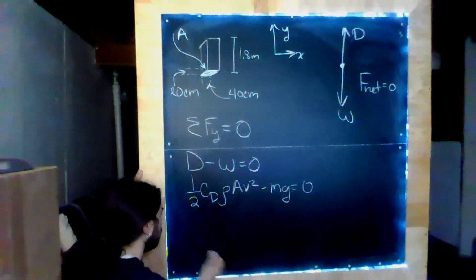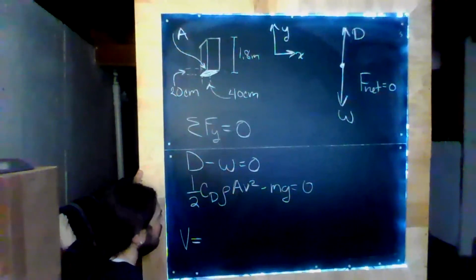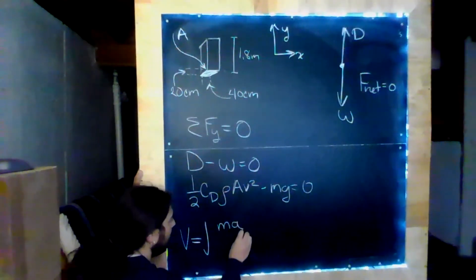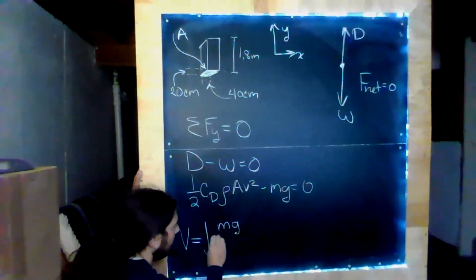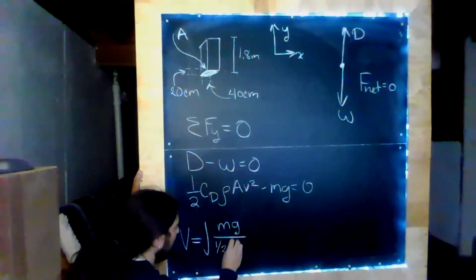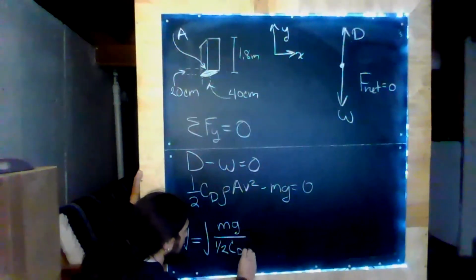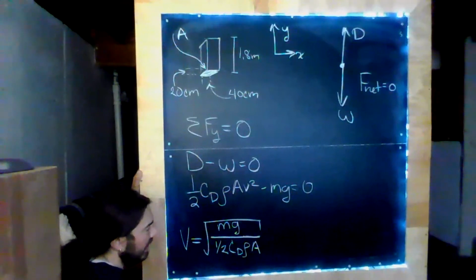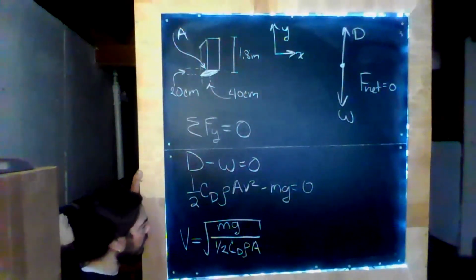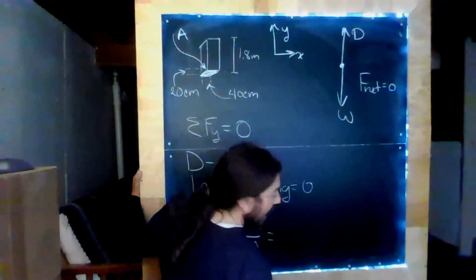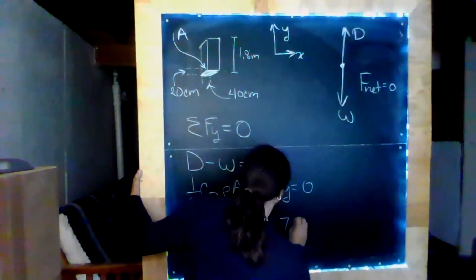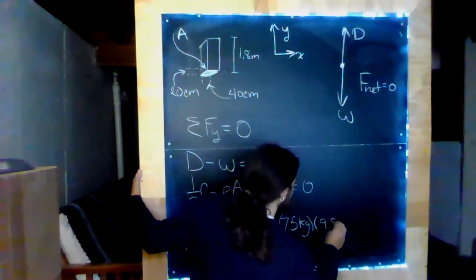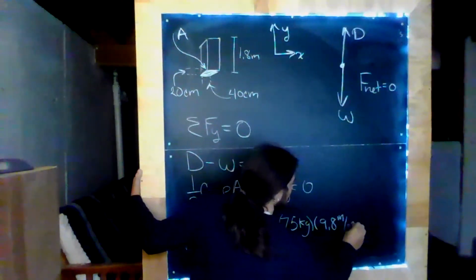We're solving for v, so we can just algebraify this a little bit. We have v equals the square root of mg divided by 1/2 c sub d rho A. And so really, at this point, we can just plug in our numbers. Our mass, it says it is a 75 kilogram skydiver. g is positive 9.8 meters per second squared.